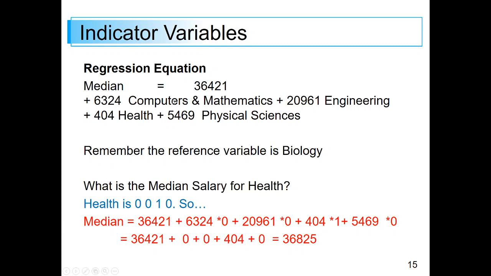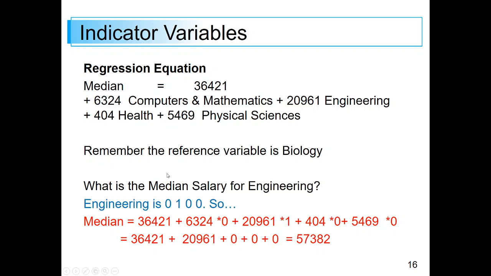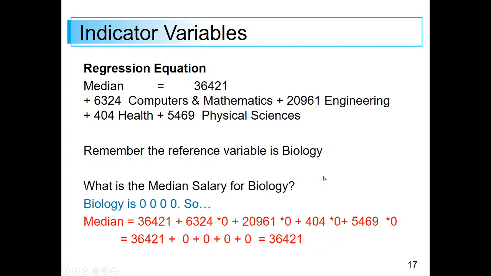So under this equation, we put 0 in for computers, 0 in for engineering, and so forth. And so we get 404 times 1 and add that together, and we get a median salary of $36,825 for health. Let's now do this for engineering. Remember that engineering is 0100. So we put in 0100 and add that up, and so the median starting salary for engineering is $57,382.